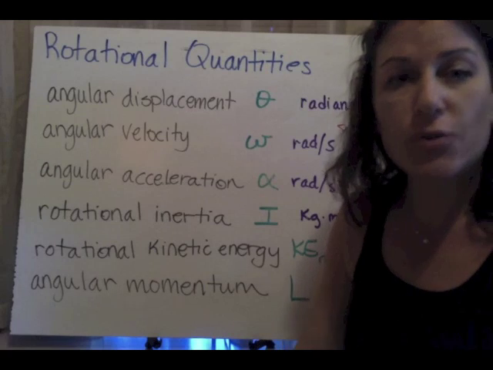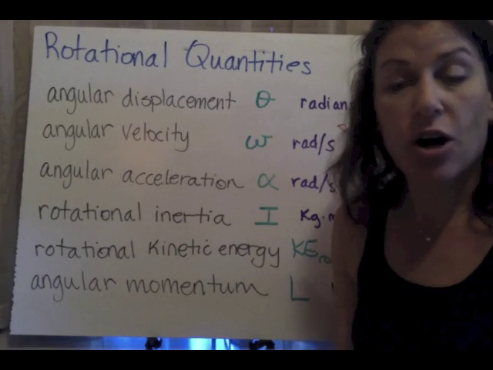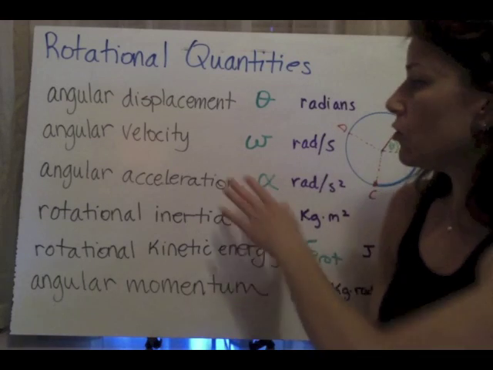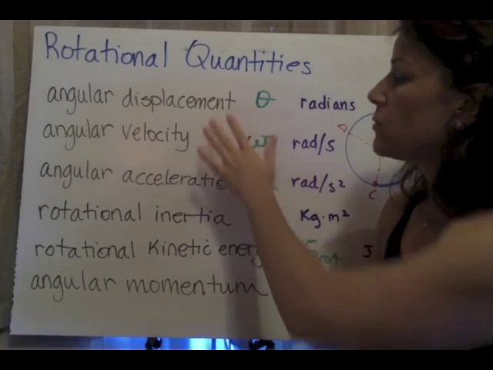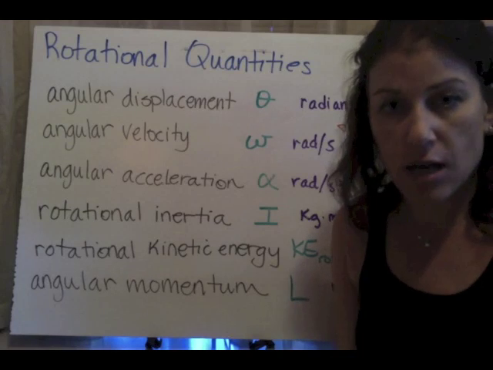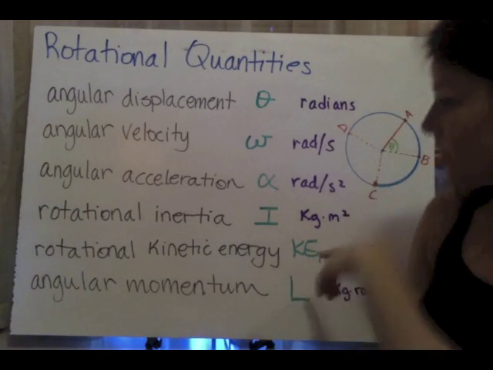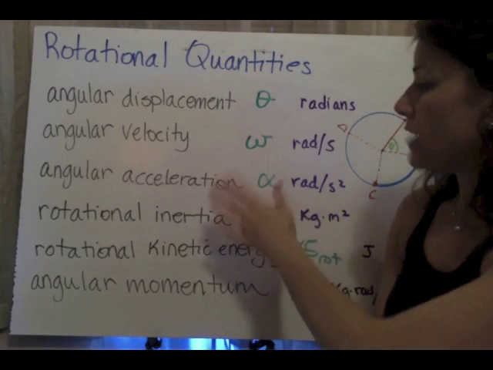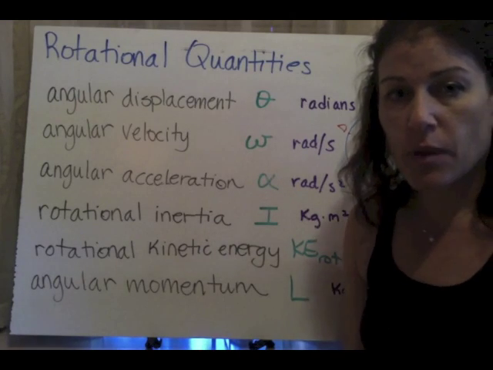Velocity is how fast you carve that angle out. So you're going to cover a certain amount of displacement in a certain amount of time. The less the time, the faster the speed, and so on with these other quantities.